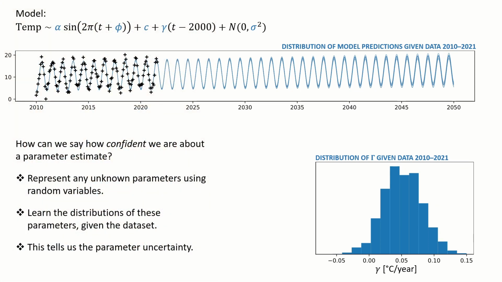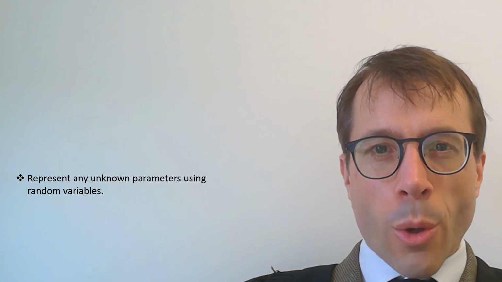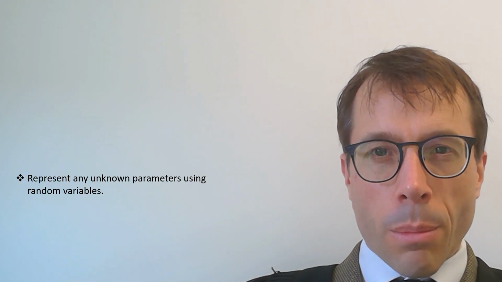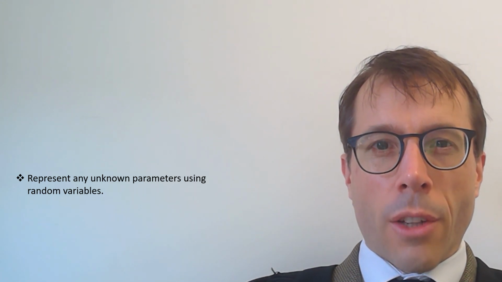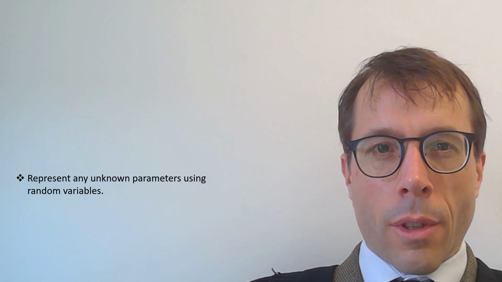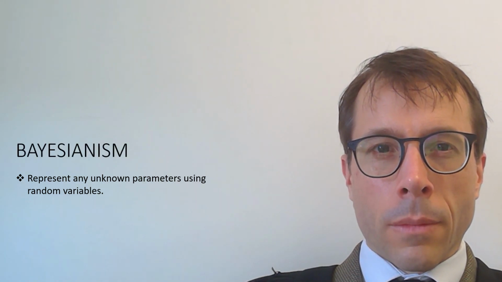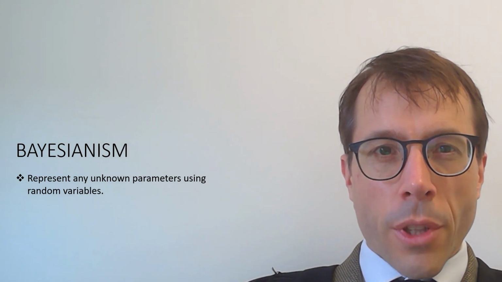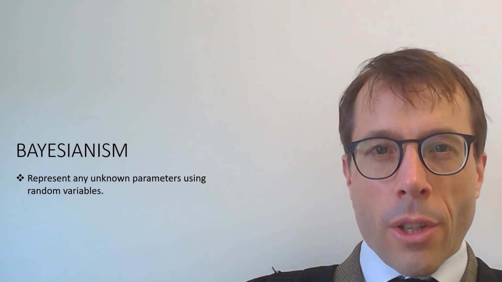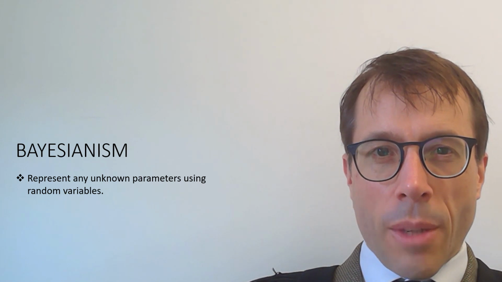Now, the heart of this method is this step here. The idea that we should represent any unknown parameters using random variables. This is the great big idea that gives us the ability to talk about uncertainty about parameters. It's the core idea in Bayesianism. The next question, of course, is how we learn those random variable distributions from the dataset. That's what this video is all about. By the end of it, we'll have seen all the steps we need to actually produce those climate uncertainty plots.